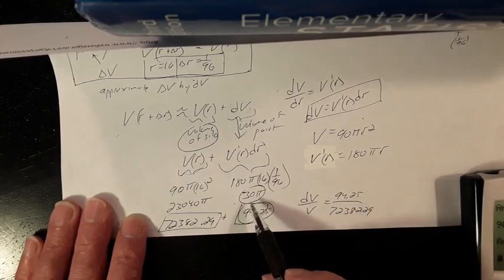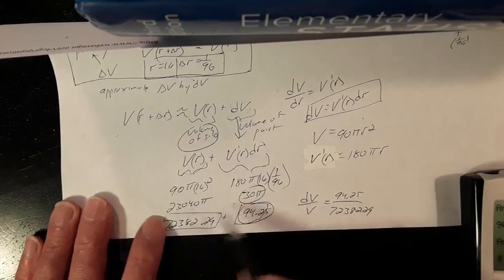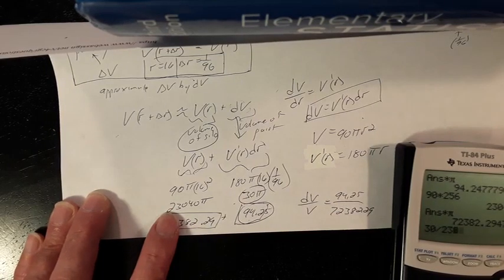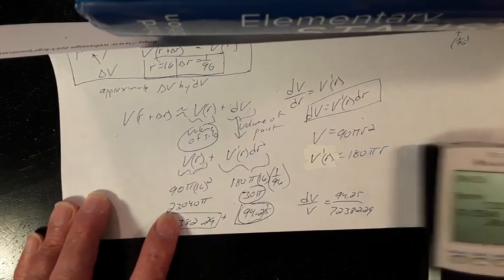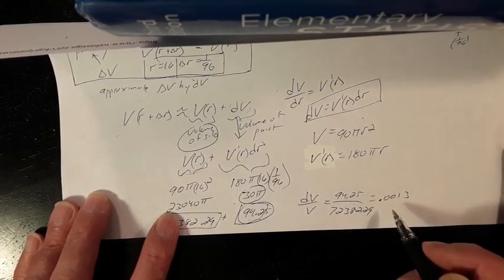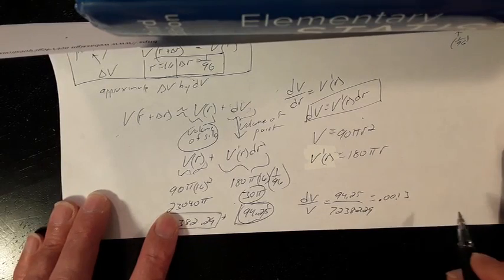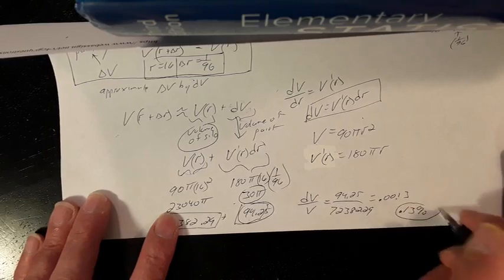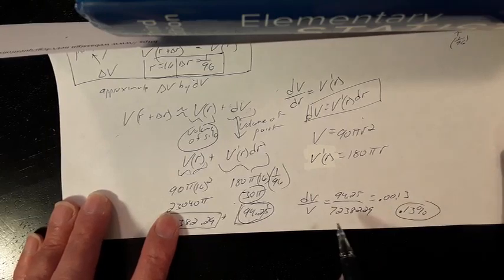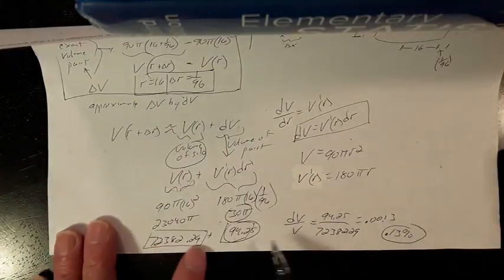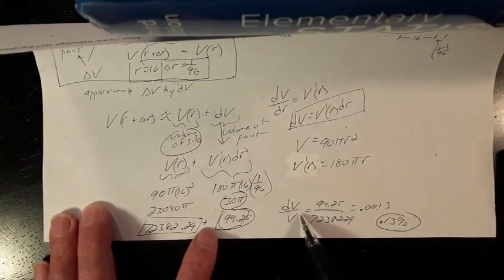72,382.29. We could do it more exactly if we took 30 pi over 23,040 pi, because that way the pi's will cancel. So this is 30 divided by 23,040, and it's 0.0013. This is 0.13%, not even 1%. This is the relative error. I'm calling it relative error, but it's the ratio of the volume of paint over the volume of the whole thing.